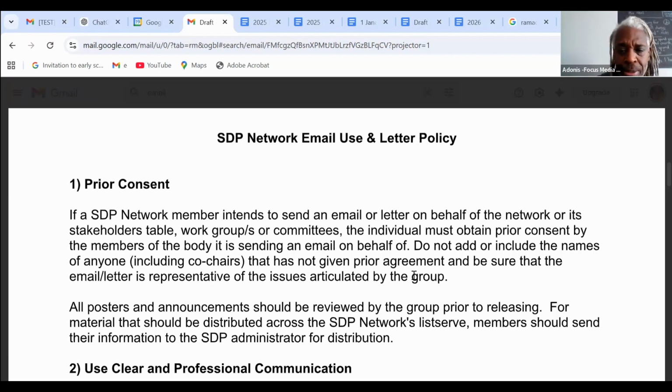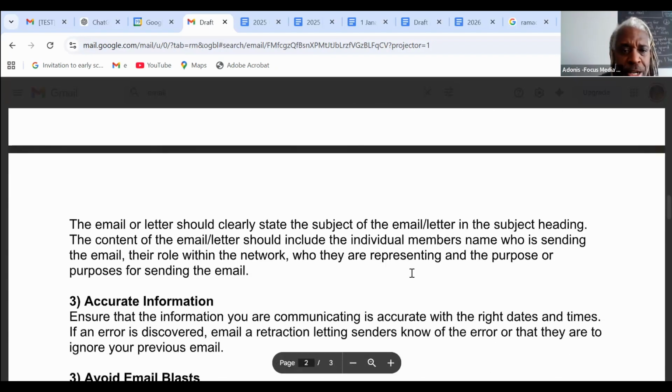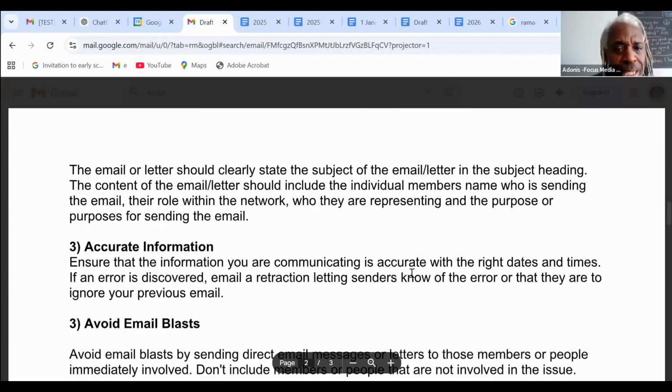Going on to 2, use clear and professional communication. The email or letter should clearly state the subject in the subject heading. The content of the email or letter should include the individual member's name, who is sending the email, their role within the network, who they are representing, and the purposes for sending the email.